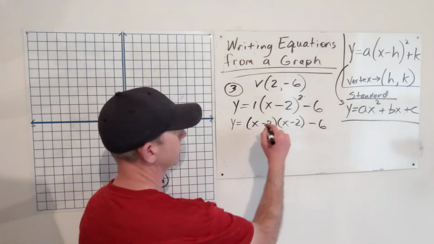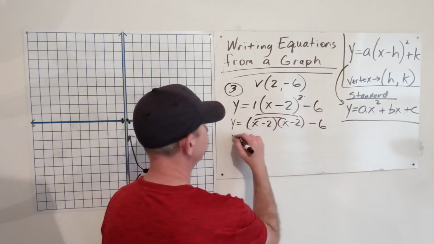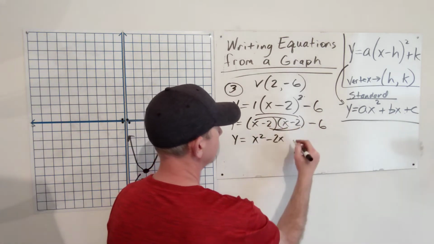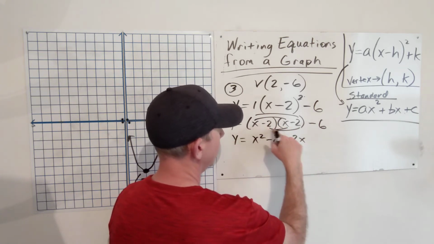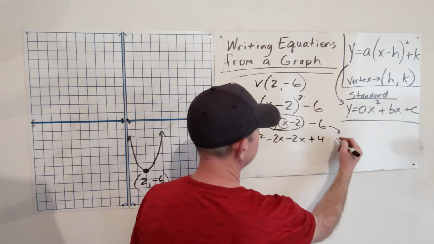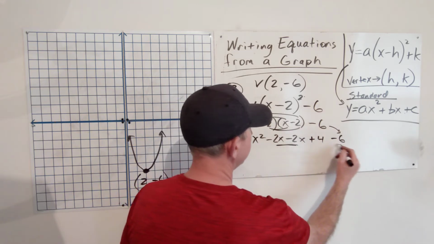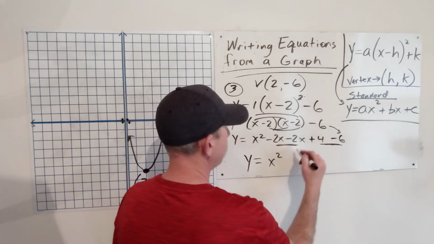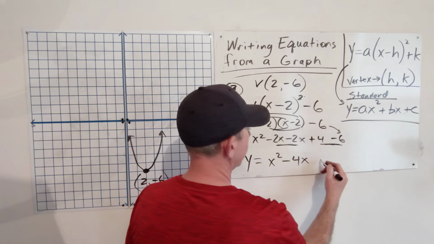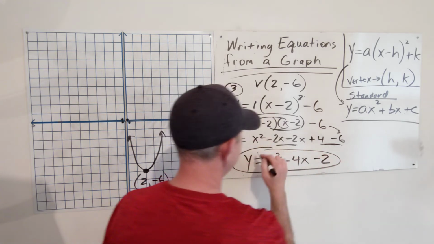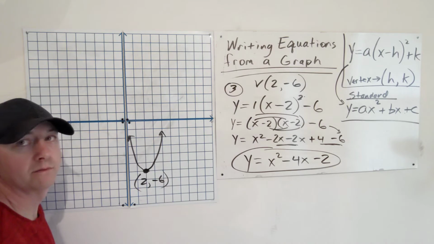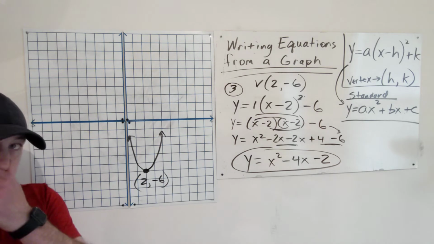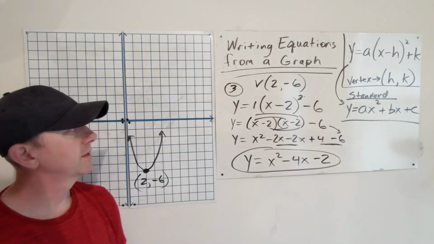This goes back to polynomials, so we actually have to double distribute this, and we get x squared minus 2x. Then we distribute this one, minus another 2x. Negative times negative is a +4, and then don't forget about this minus 6. So I've got like terms here and here. So my final answer on this is going to end up x squared minus 4x, and that's going to be minus 2. So that would be the standard form for this graph. Okay, so we still use vertex form to get started, then we multiply it out with polynomials. All right, so there is number 3.